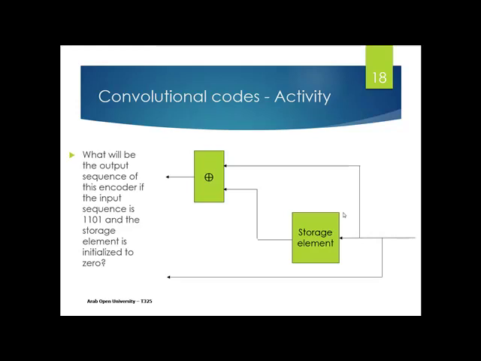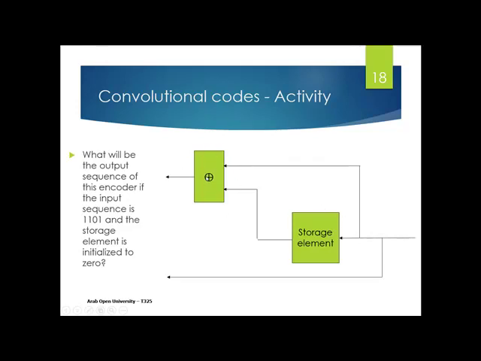As we said, the convolutional encoder has memory, so there is a storage element in the convolutional encoder. In the example we're going to see now, we have a convolutional encoder that is very simple, very basic, with one storage element and one XOR gate.